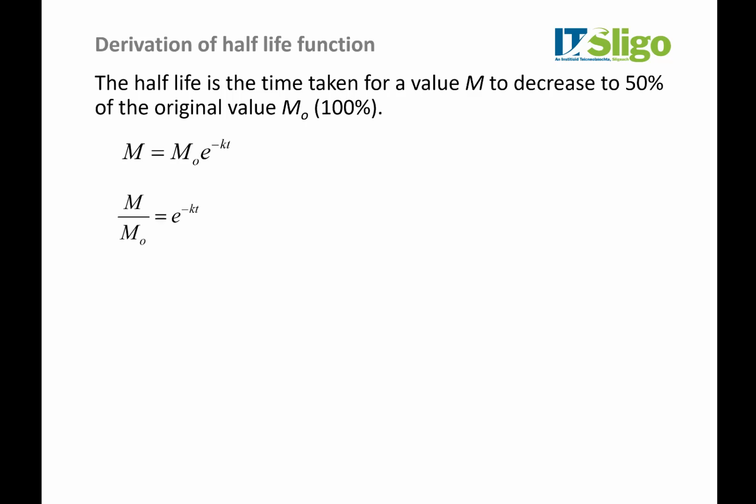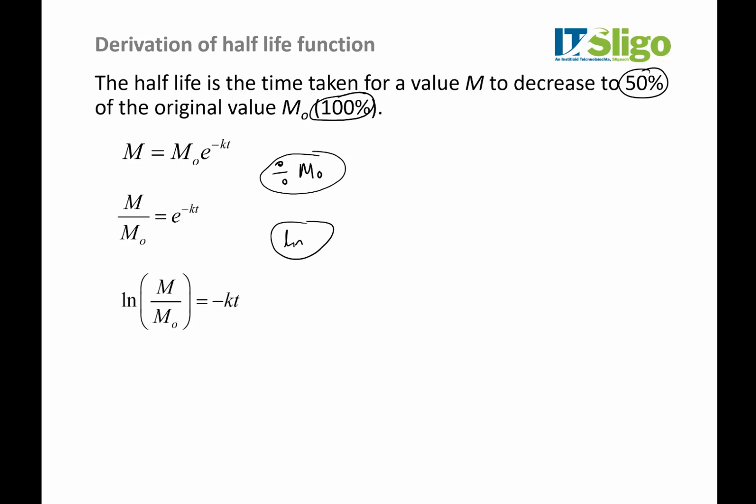So this is just saying the same. And now we're just looking at the manipulation again. What I'm going to do is manipulate for t and then feed in these values: 50% for M and 100% for M0. So first thing we do, divide both sides by M0. Now get the natural log of both sides. Then divide both sides by minus k.